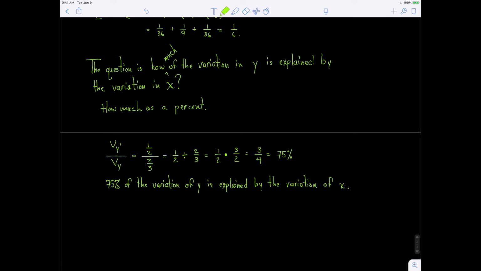Oh, but before I leave, this number, this ratio, which works out to be this percentage, is called the coefficient of determination. And it's denoted by the letter r squared.